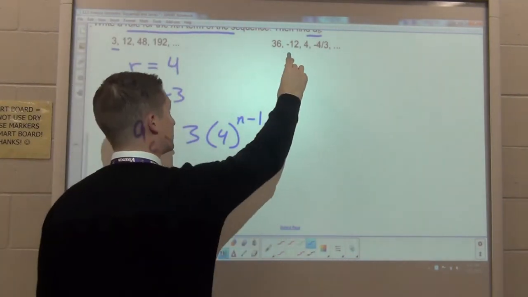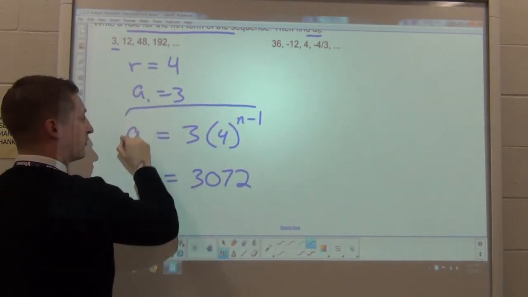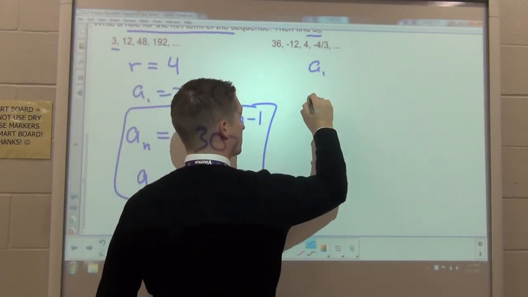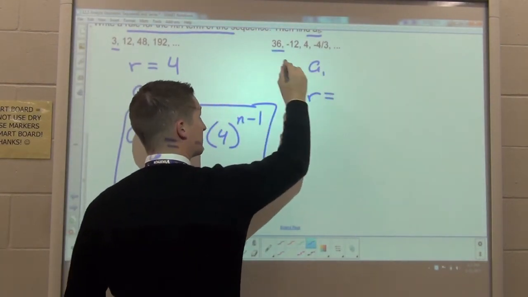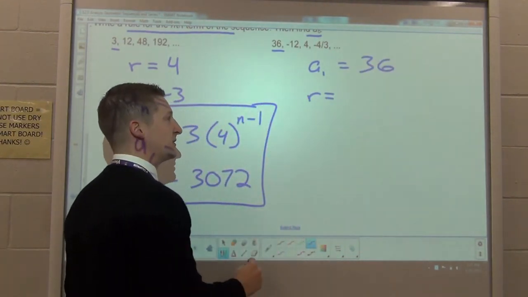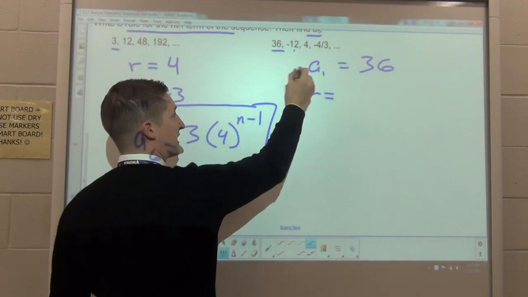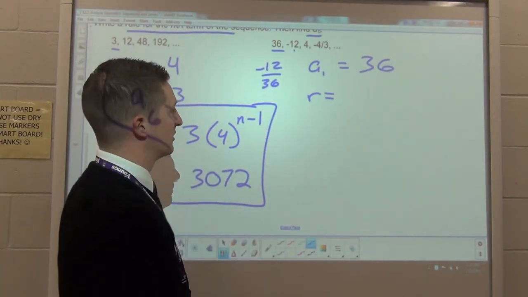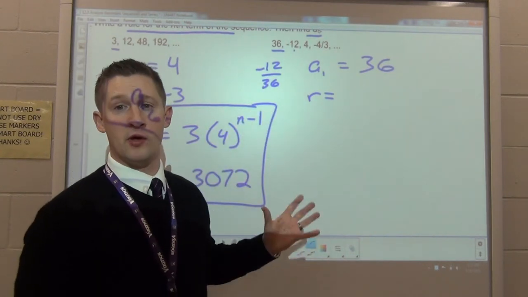Next, 36, negative 12, 4, negative 4/3. Well, let's figure out what's going on here. Again, two things to know. The first term and the common ratio. Well, the first term is obviously 36. Our common ratio, a little bit tougher. Let's see here. Let's take the second term, negative 12, divided by the first term, which is 36. Well, if you simplified that, that would be negative 1/3, right?